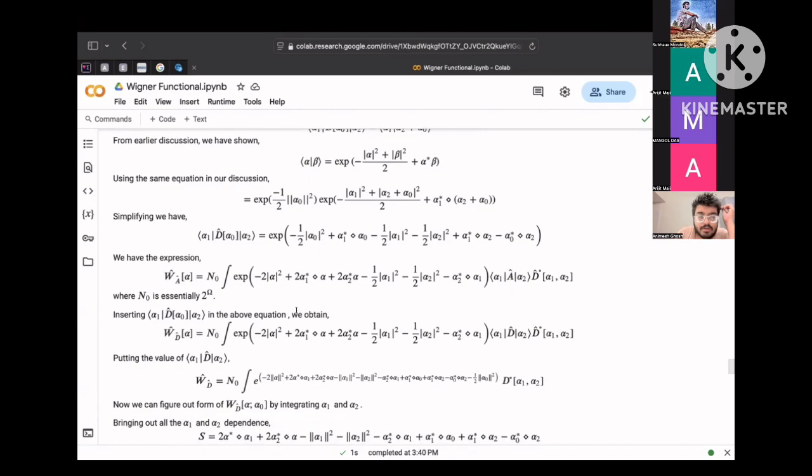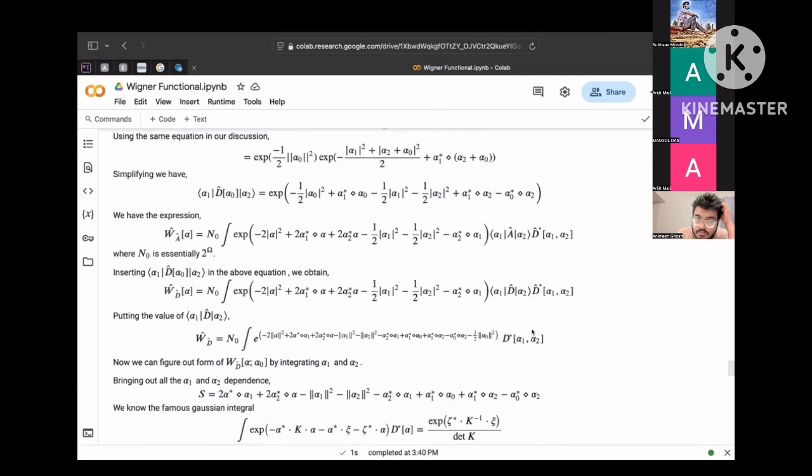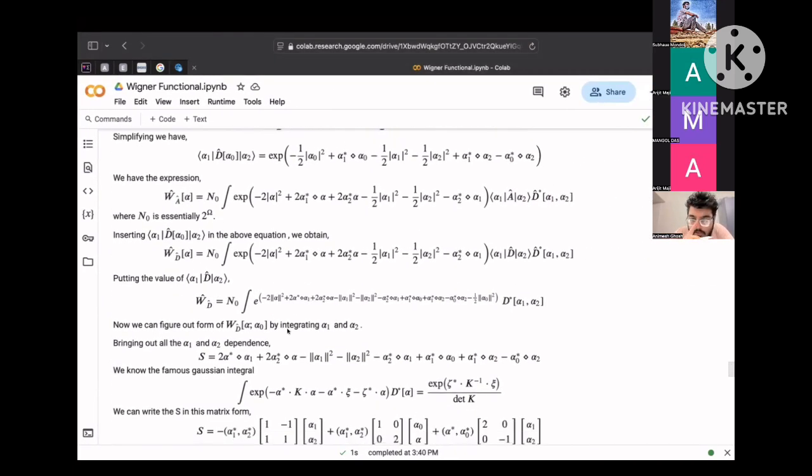Now, if we plug this in, we have N naught, the same value, and this thing. And now the interesting part is that we know what this looks like. So we put this value in, and we get a big exponential, and inside the exponent we get a big expression. Now what we want to do is integrate out all the alpha 1 and alpha 2 dependence.